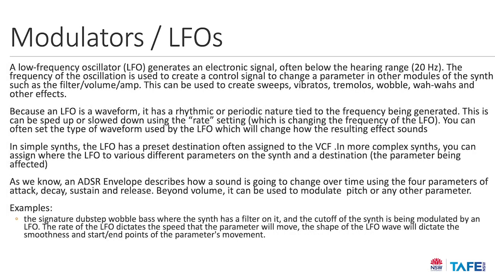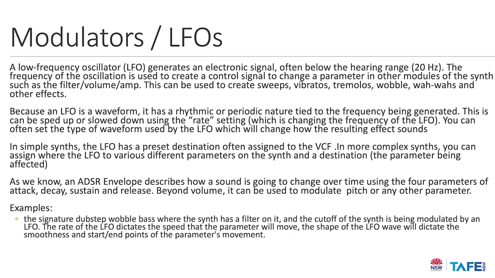and reading through it we can see a low frequency oscillator, LFO, generates an electronic signal often below the hearing range of 20 Hz. So we know that an oscillator, or an oscillation of a waveform, is one complete cycle. So an LFO, low frequency, means not that many cycles per second. In fact, under 20 Hz would be 20 cycles or oscillations per second.